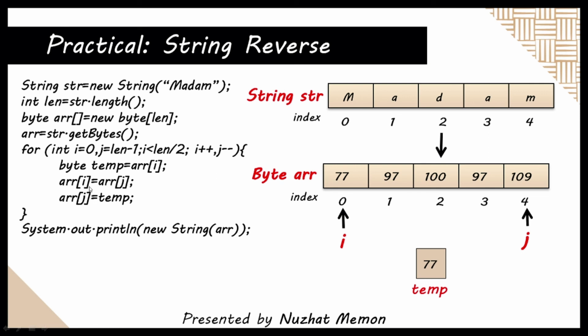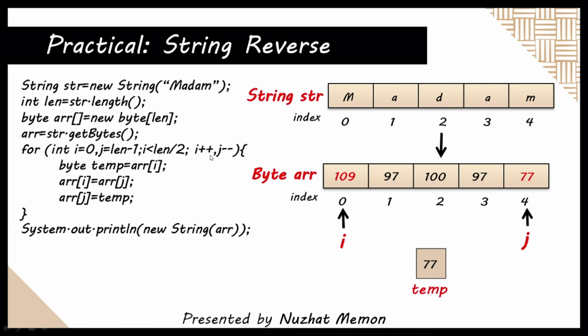So what I will do, before writing this statement array of i is equal to array of j, I will store a backup in the temporary variable, and I will give this value to j as an old value. So here array of i will get the value of array of j, that is 109, and array of j will get the value of temp, that is 77. So this way we are swapping the values. This is the simplest thing we can do for swapping using a third variable.